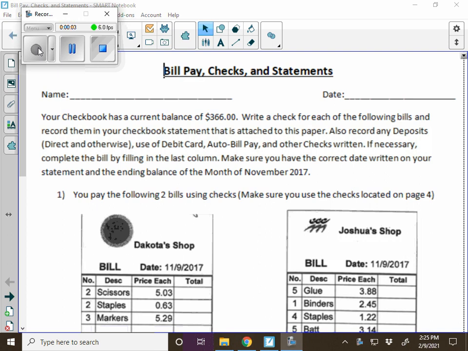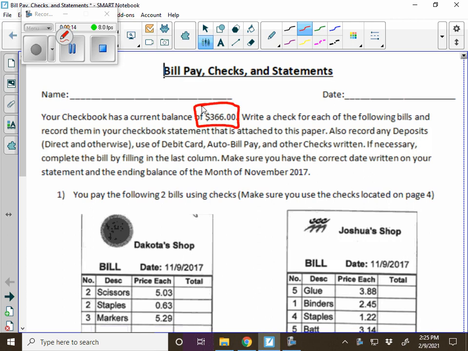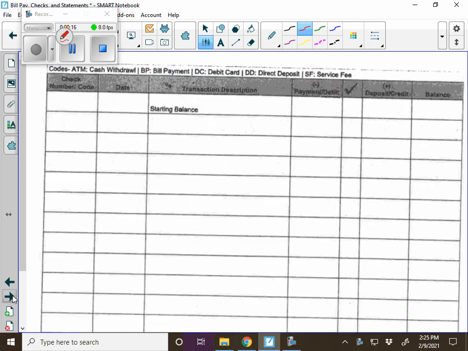Okay, explanation of bill pay, checks, and statements activity. So you go through kind of the directions here. You start with a current balance of 366. If you go to the third page, which is your statement page, I'm going to go ahead, starting balance. I go over here to balance, and I go 366.